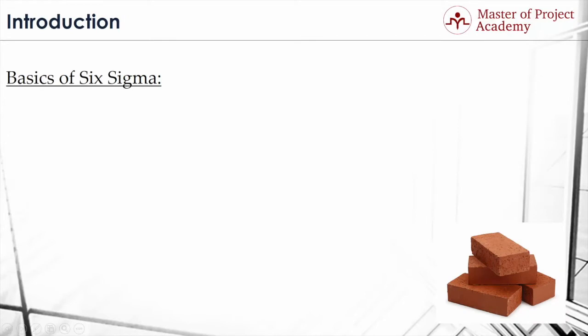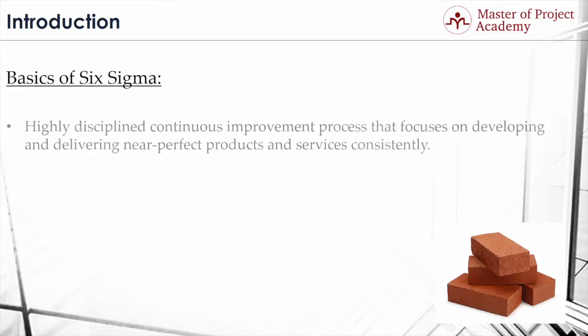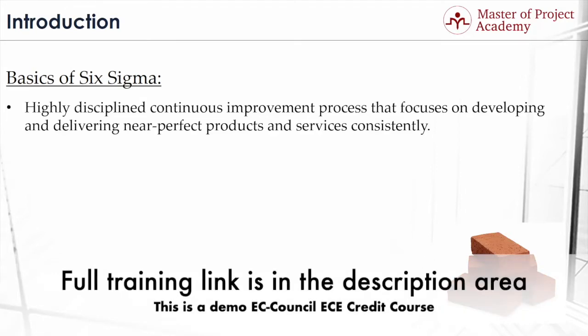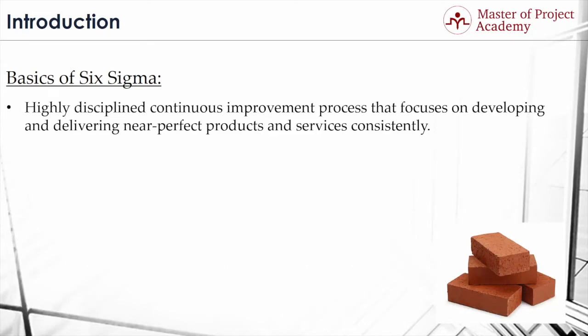The basics of Six Sigma. This theory would help you build the foundation of Six Sigma in terms of gaining basic knowledge about the concept. Six Sigma is a highly disciplined process that focuses on developing and delivering near-perfect products and services consistently. It is a statistical concept that measures a process in terms of defects. The term Sigma is used to designate the distribution about the average of any process. In statistics, Sigma is the symbol to depict population standard deviation.